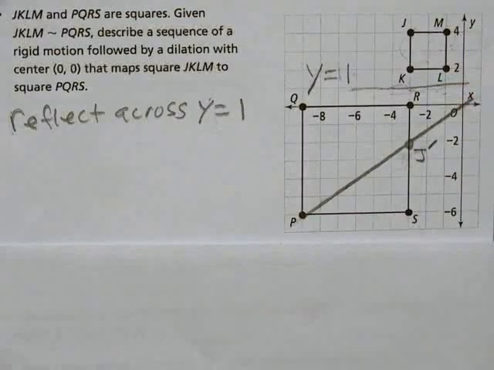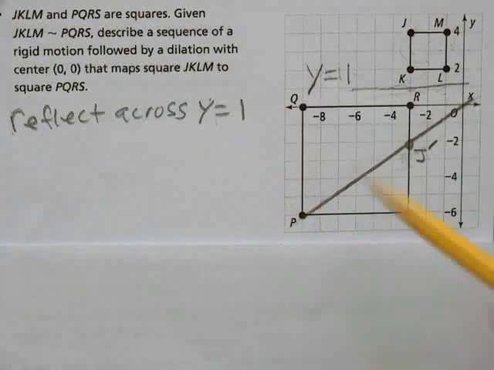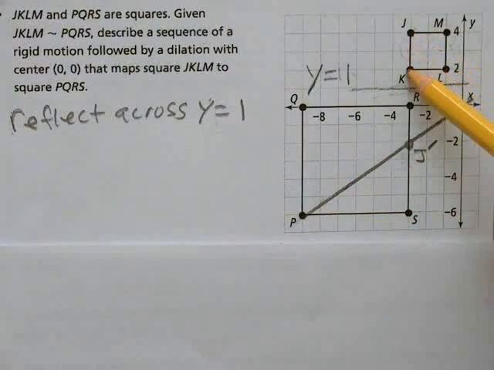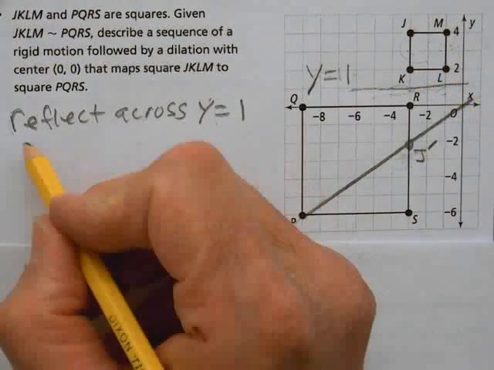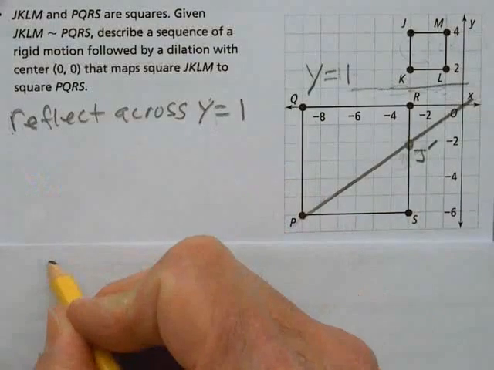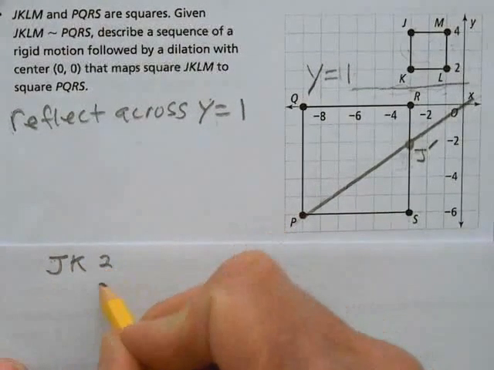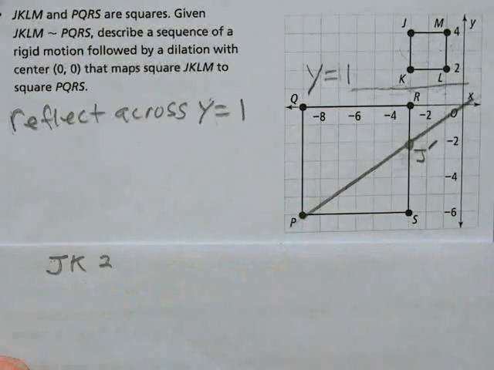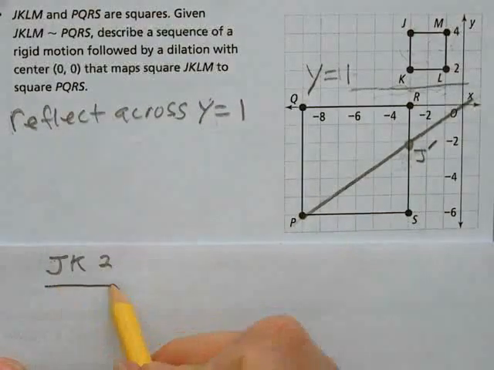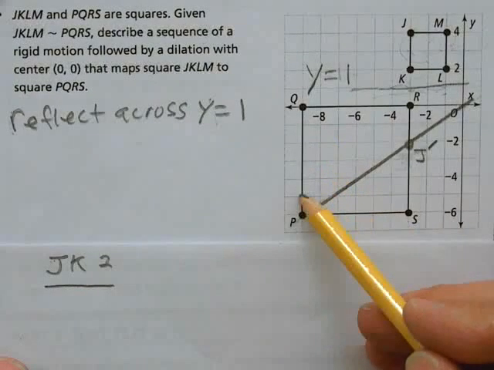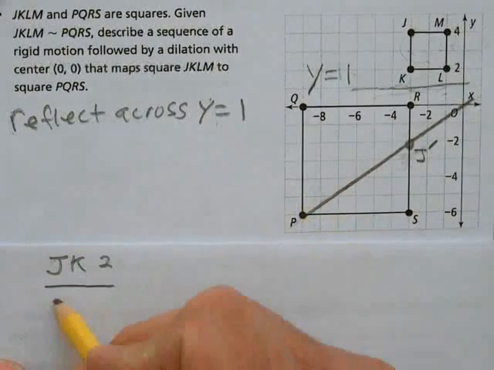All right, once I've done that, I want to blow the square up. So let's see what the relationship is. Let's see what the sides are. We're already told they're similar, so I know these sides are proportional. The side JK is 2 units. Let's see how much larger QP is. 1, 2, 3, 4, 5, 6. That's 6 units for QP.